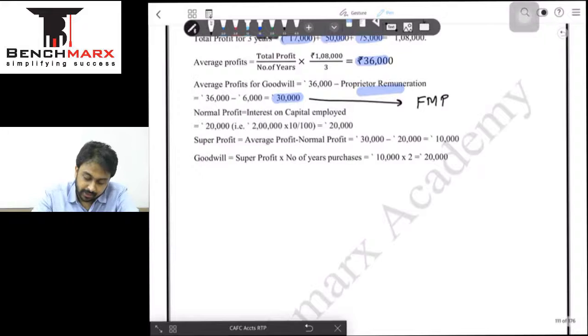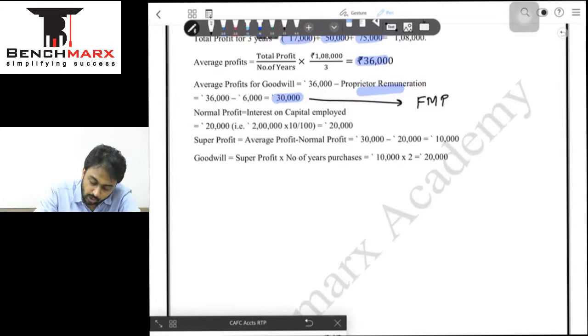And so this is my amount for super profit, 30,000, and it is now my job to compute the normal return. Normal return is capital employed, the whole, into the rate of return, that is 10%, which appears to be 20,000.